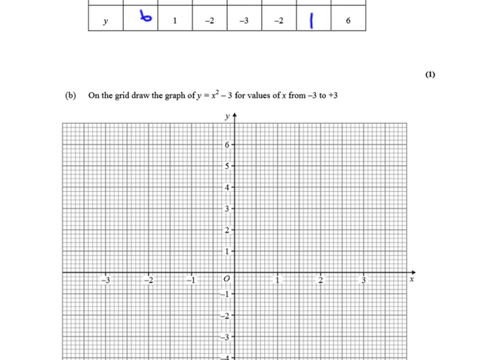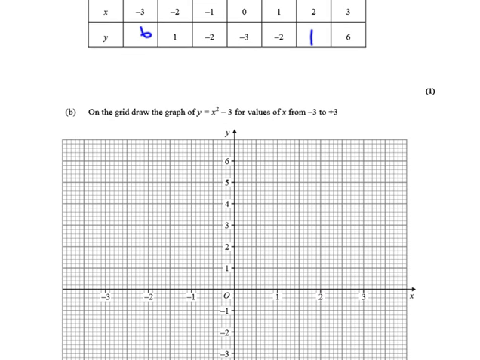So the first point we've got to plot is 3, 6. So Nabil's going to go 3 across and 6 up on the graph and put a little cross. Then we're going to go for 2, 1. So 2 across and 1 up. Right, then we're going to go for 1, minus 2. Then we're going to go for 0, minus 3. Then we're going to go for minus 1, minus 2.